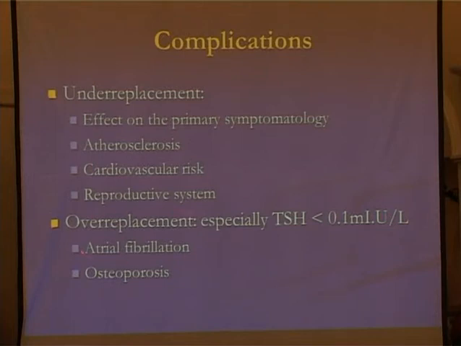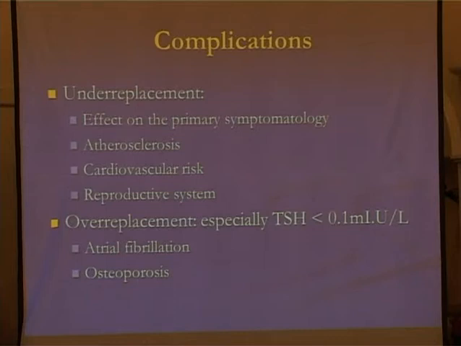And another important complication of over-treatment, over-replacement. See, this is not hyperthyroidism, by the way. And I told you, over-treatment, over-replacement, the hyperthyroidism, it's not that the gland is producing, you are doing this iatrogenically. So TSH less than 0.1 for a long time will cause atrial fibrillation.